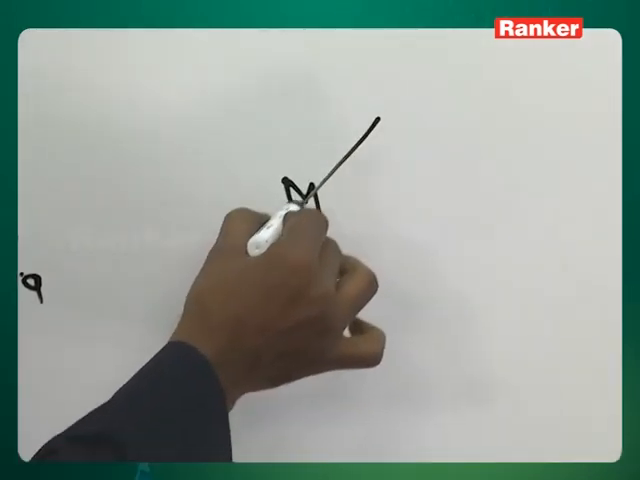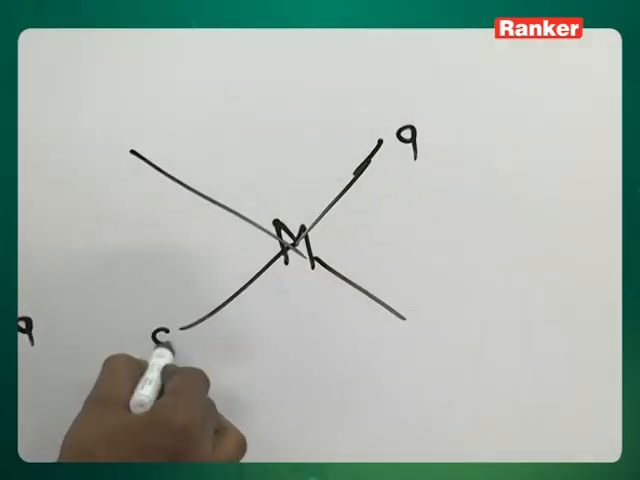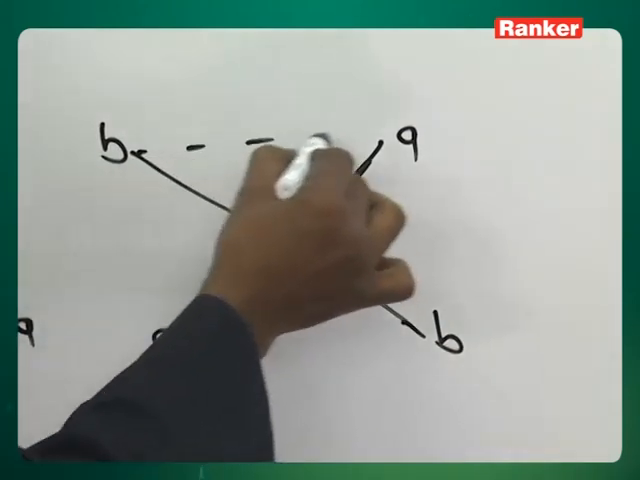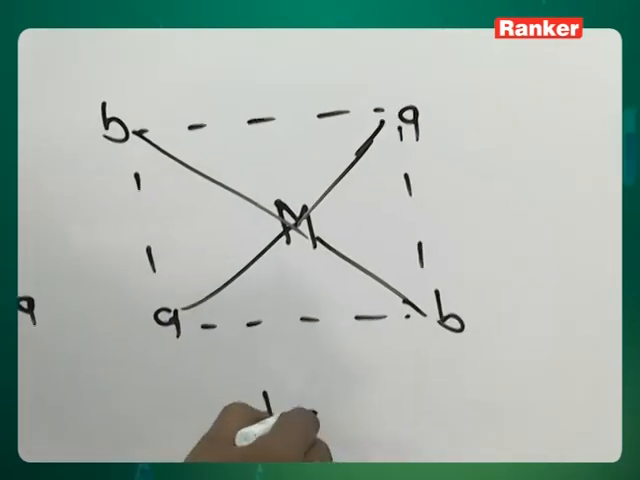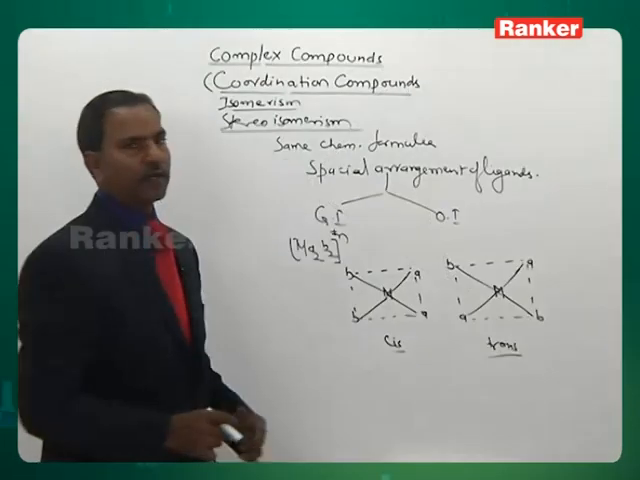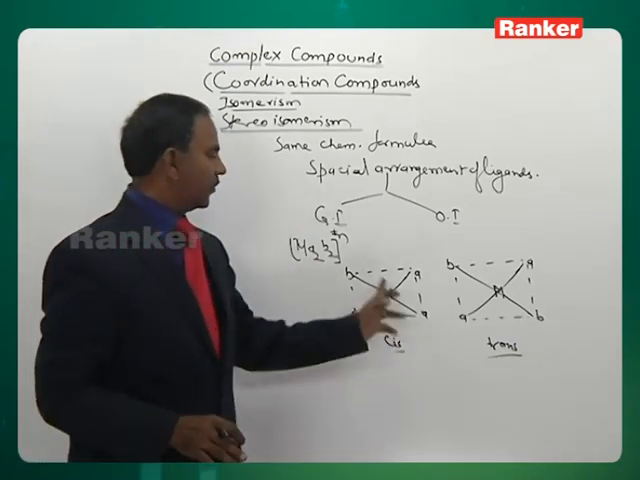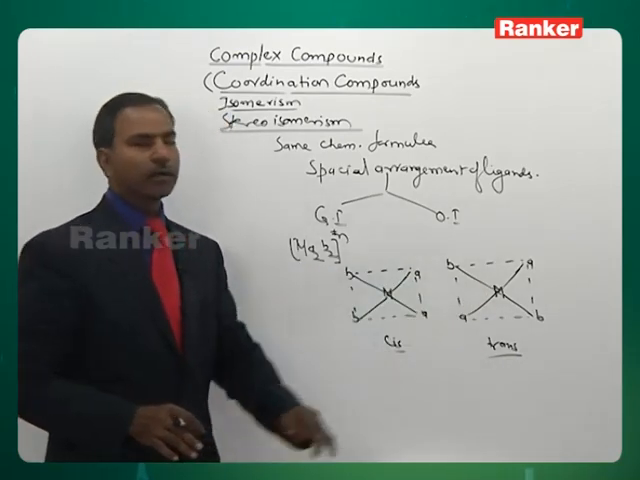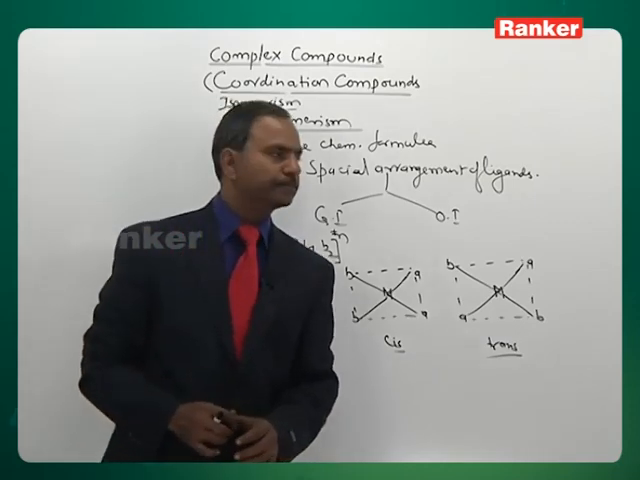Next one, two ligands we write on opposite sides of the plane. Then that particular complex we call trans. One is cis, the second one is what? Trans. The complex compounds having the same chemical formulae but which differ in the spatial arrangement of ligands are known as what? Geometrical isomers, the phenomenon geometrical isomerism.